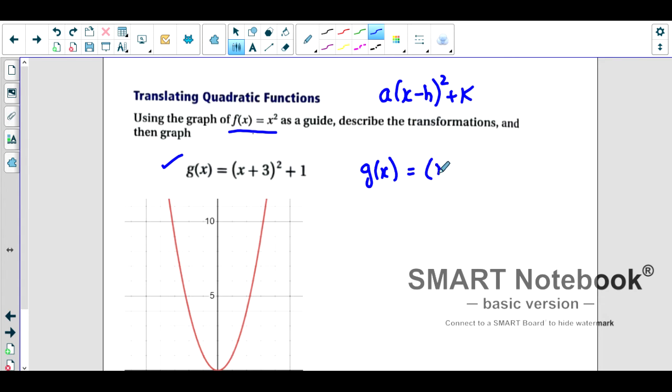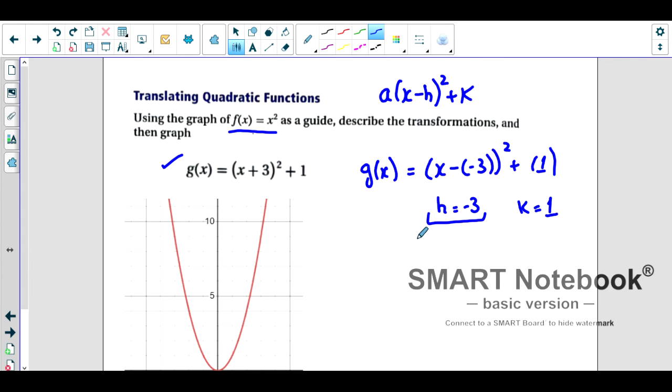A is 1, so (x − (−3))² + 1. How did I get minus 3? Because it was plus, I need a minus here, so I wrote minus minus. It is the same function. Minus minus will again become plus. So here you see what's the value of h? The h value is −3, and the k value is 1.